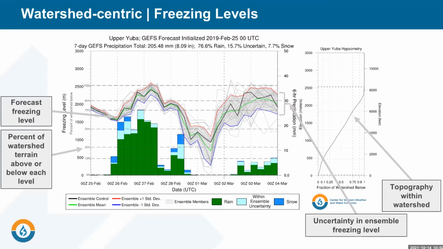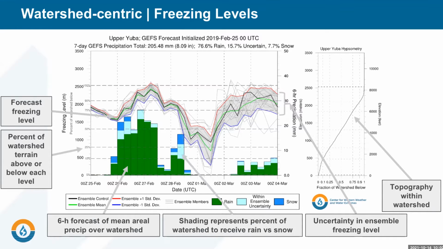So to look at that, we overlay the forecasted precipitation over the given watershed. These bars are representative of the 6-hour mean aerial precipitation over the selected watershed. The color shading within these bars represents the percent of the watershed to receive rain versus snow. If you look at the bars early on the 27th of February, you'll notice that they are mostly filled with green.